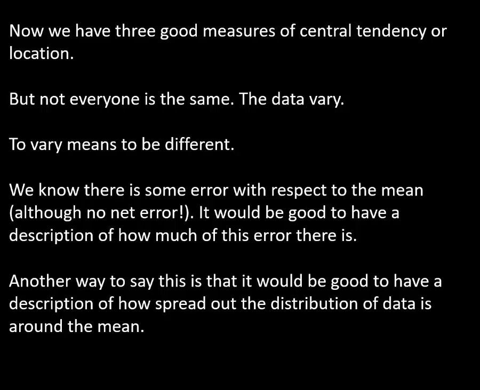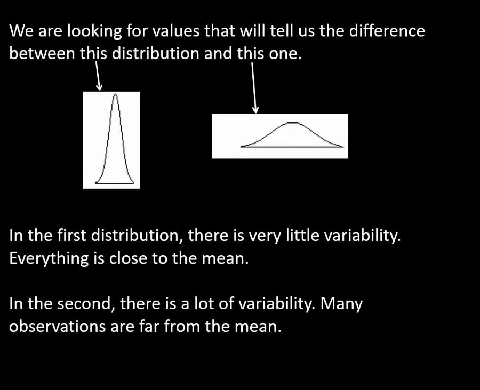And we know there is some error with respect to the mean, although there is no net error, right? Nevertheless, almost all of the observations are not exactly equal to the mean, and some are a little above the mean, some are a little below the mean. It would be good to have a description of how much of this error there is in any given distribution. Another way to say this is it would be good to have a description of how spread out the distribution is around the mean. So yet another way of saying it, we're looking for values that will tell us the difference between that skinny distribution there on the left and that flattened distribution there on the right.